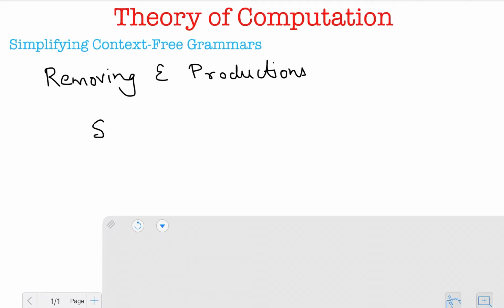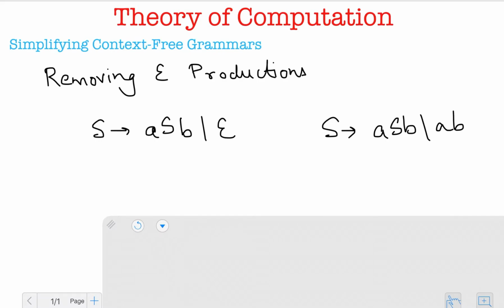For example, if we look at the grammar which is S goes to aSb or epsilon, in this case we can't remove the epsilon production. If we still try to go ahead and remove the epsilon productions, what we could get is aSb or ab. And we should remember that this is not actually the same as the one on the left.